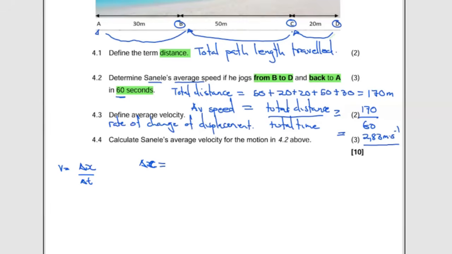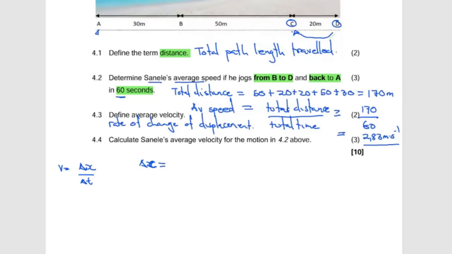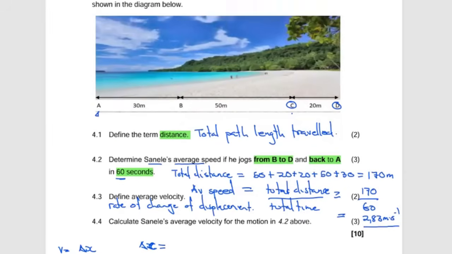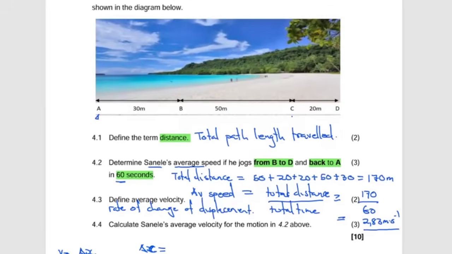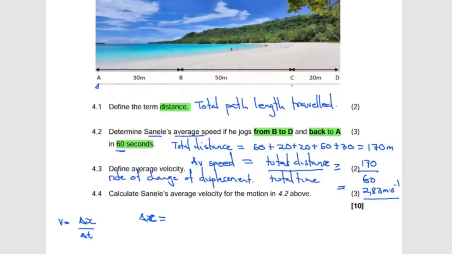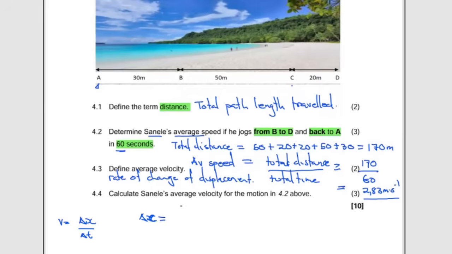Delta x is my displacement, so where did Sanelli start? Going to the right, towards D, I'm going to consider as positive. So let's look at the distance he traveled from B to D as positive. This is the distance he traveled. Therefore, I'm going to say 50 plus 20, which is 70.